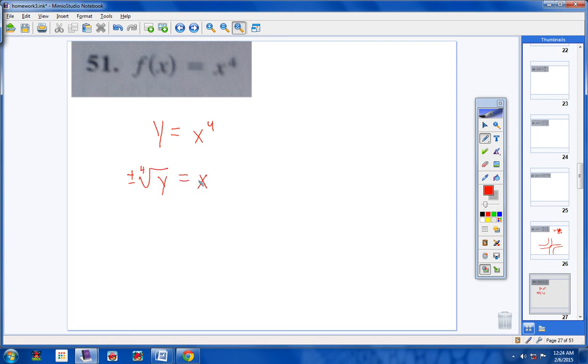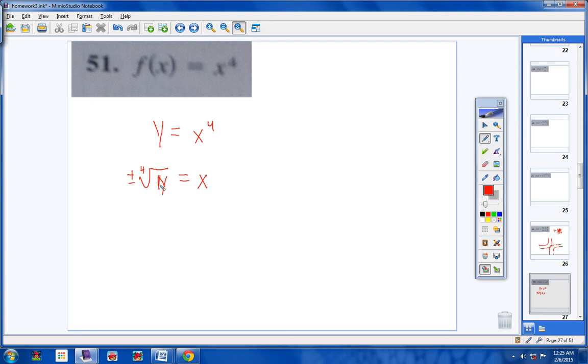Get x by itself, and now you do everything backwards, because I'm not asking you, does this equation represent a function? I'm asking you, does this function have an inverse function? So everything's backwards. Instead of solving for y, we're solving for x. Instead of putting values in for x, we're putting values in for y. If I put a value in for y, will I get one output, or will I get more than one output? Well, I'm going to get more than one output.